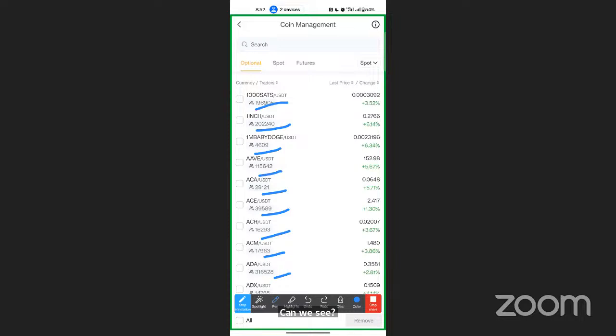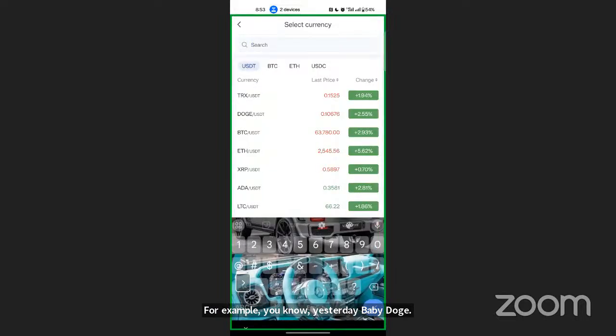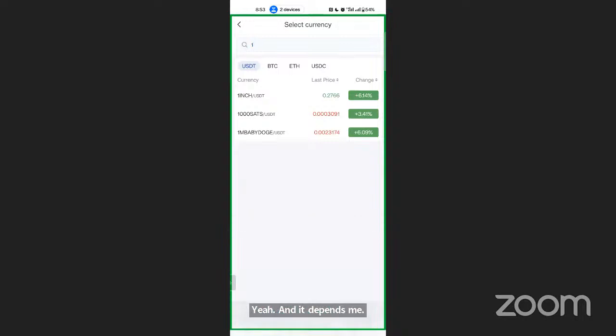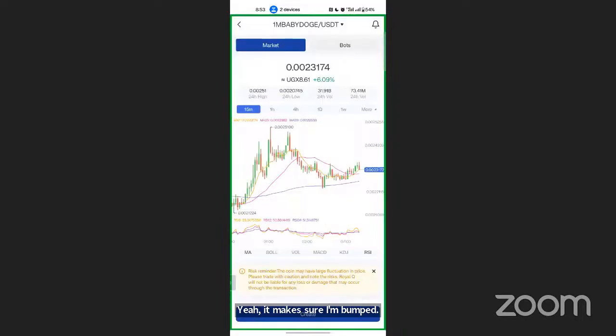For example, let me go in for baby Doge. For example, yesterday I traded baby Doge, and it babbed me. Yeah, it made sure I'm babbed. I'm now going in for baby Doge. It is going to babe me.